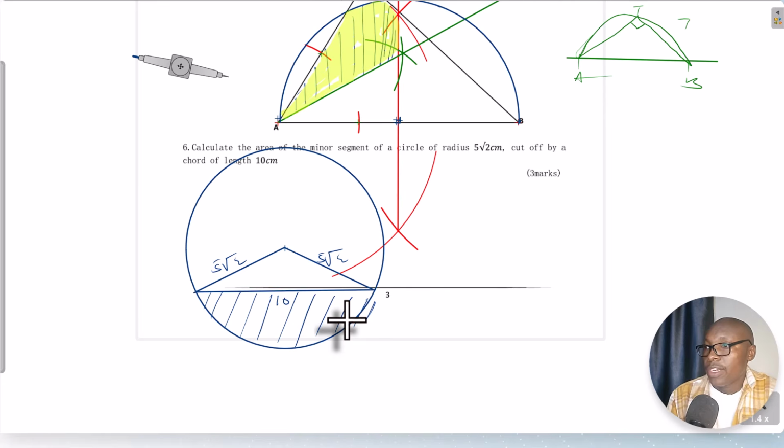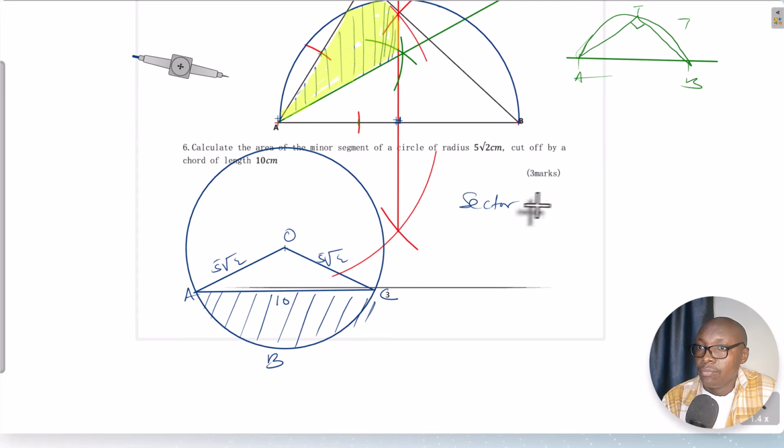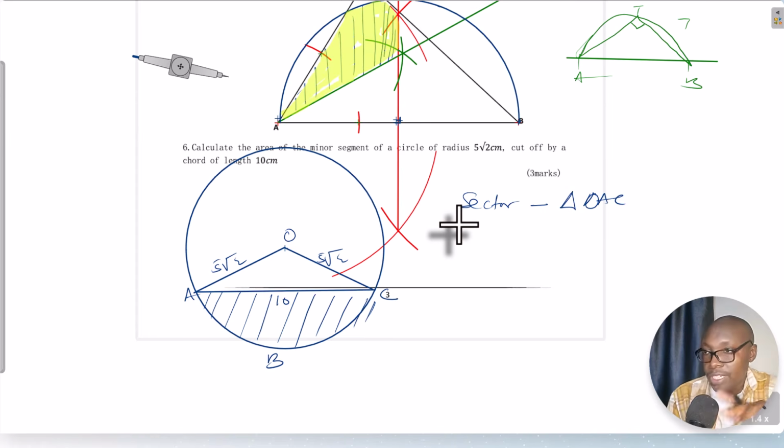Now, how do we get the area of that segment? We'll get the area of the sector OABC, the whole sector. So area of the sector minus the area of this triangle OAC. That is what is going to give us the area of the segment. Area of the sector OABC, subtract the area of the triangle OAC.